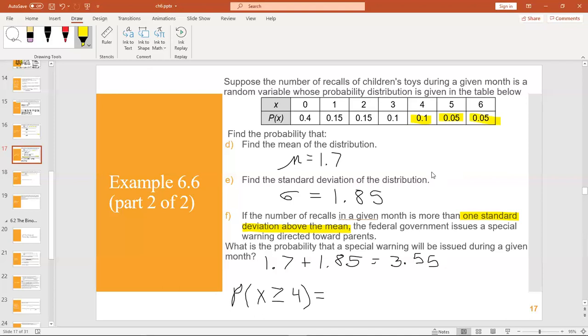Just saying. All right. Anyway, so you want probabilities greater than or equal to 4. So that's 0.1 plus 0.05 plus 0.05. That is going to add up to a grand total of 0.2 or 0.20, 20%. That's a pretty substantial chance of lots of recalls.